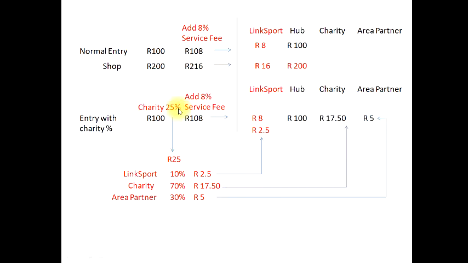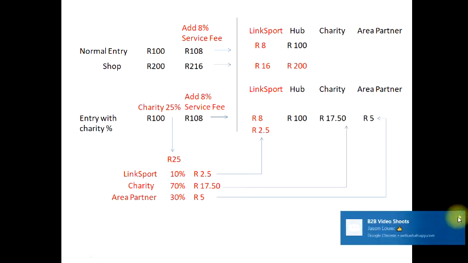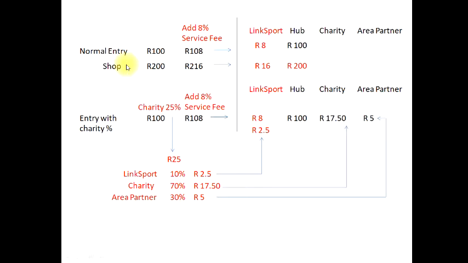A normal entry, this section here on the top, works like this. This is all been done already. It's 100 Rand, it's an example, plus 8% service fee. So it means the athlete, the person who entered, pays 108 Rand. Linksport gets 8 Rand and the hub gets 100 Rand.